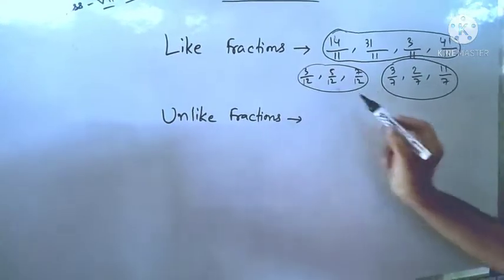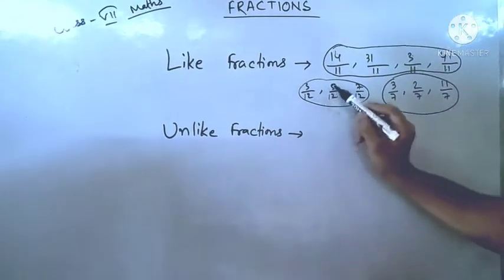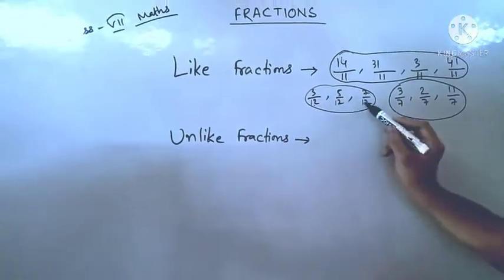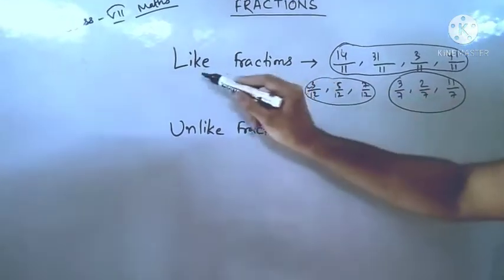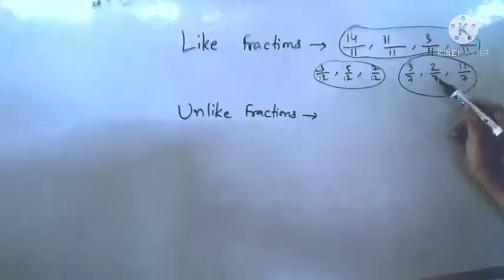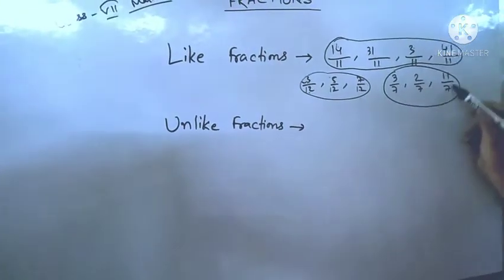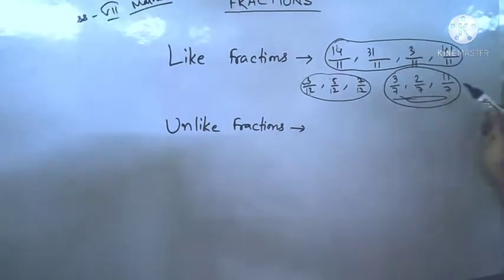Okay. We take another example: 3 by 12, 5 by 12, 7 by 12. All the denominators are 12. So these three fractions will be called like fractions, and 3 by 7, 2 by 7, 11 by 7, these are also like fractions. Okay, these three fractions are called like fractions.